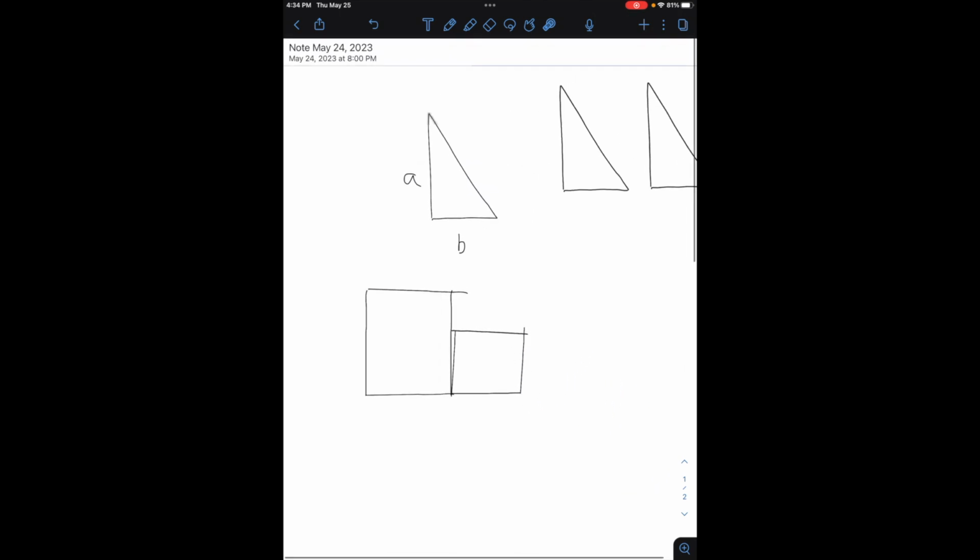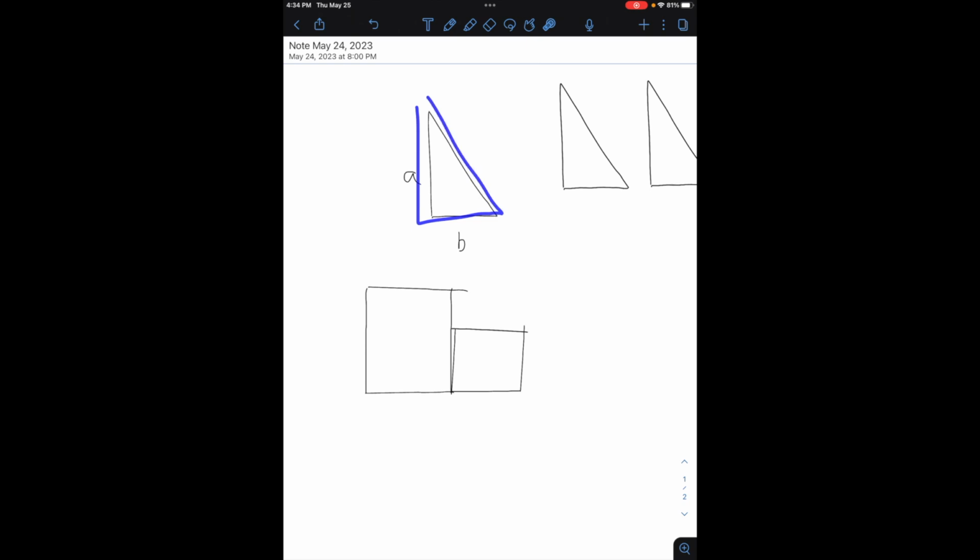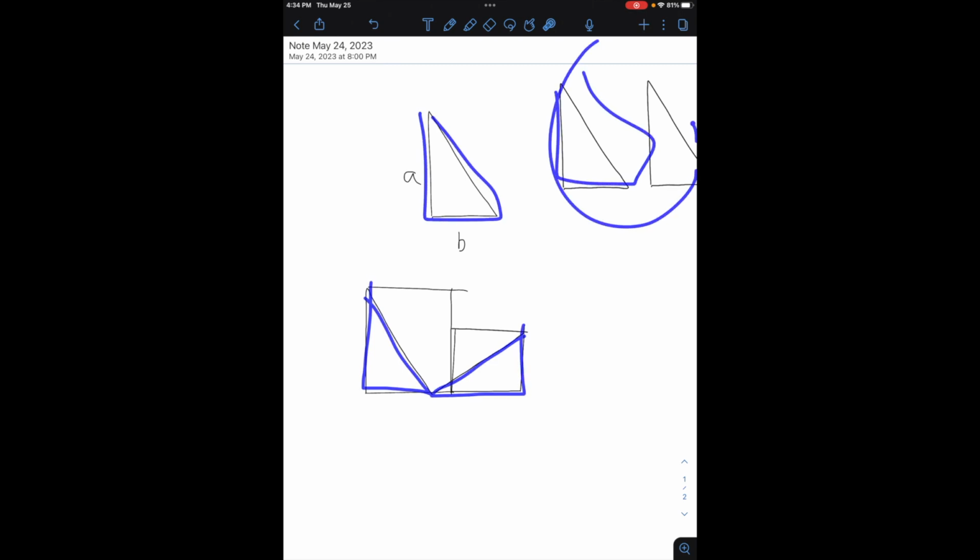Now we will be trying to fit this triangle inside this shape. So it'll look something like this. So here's the first triangle. Here's the second triangle. These are the same triangles, by the way. I just create duplicates of them here and here.